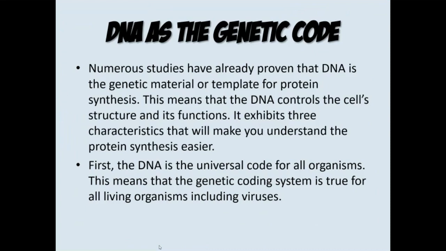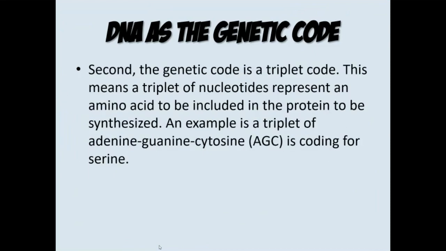It exhibits 3 characteristics that will make you understand the protein synthesis easier. First, the DNA is the universal code for all organisms. This means that the genetic coding system is true for all living organisms, including viruses. Second, the genetic code is a triplet code. This means a triplet of nucleotides represents an amino acid to be included in the protein to be synthesized. An example is a triplet of adenine, guanine, and cytosine, which stands for AGC, is coding for serine. No? Malalaman natin mamaya yung genetic coding na yan.